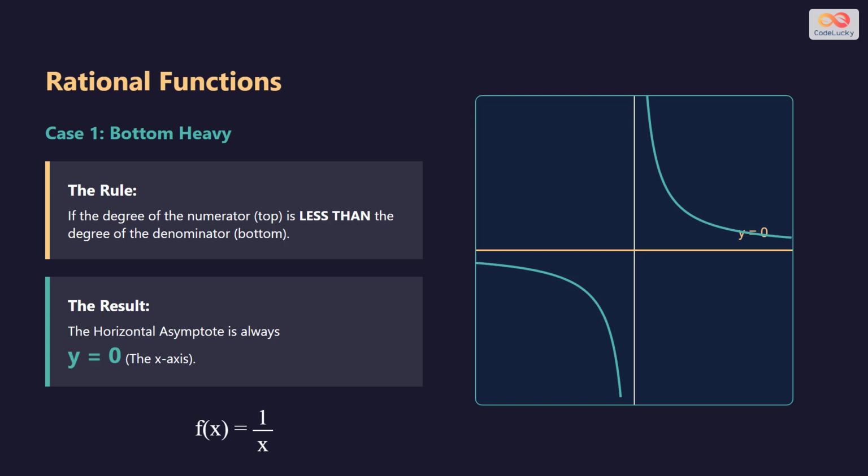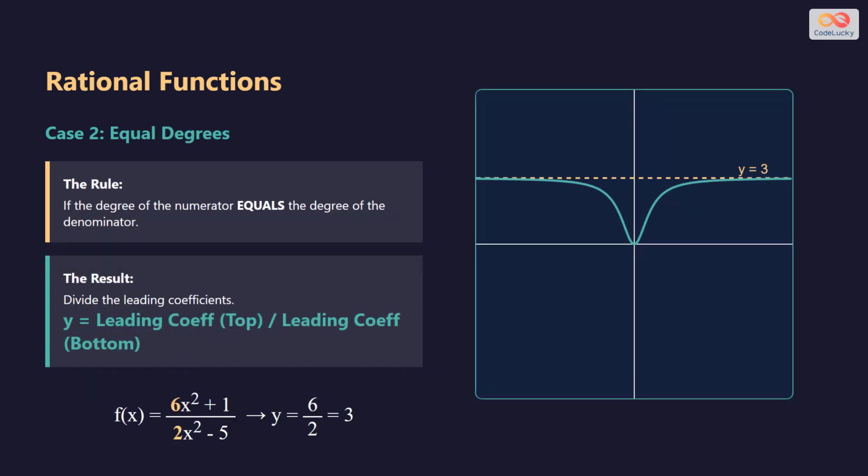When dealing with rational functions, there are three simple rules. First, if the degree of the numerator is less than the degree of the denominator, the function is bottom-heavy. In this case, the horizontal asymptote is always the x-axis, or the line y equals 0.